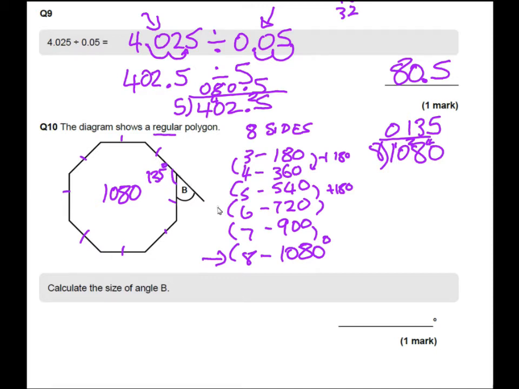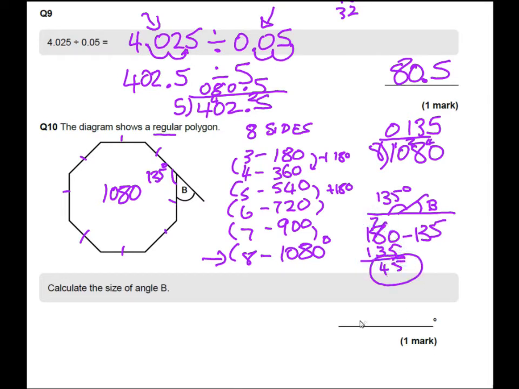Now if you notice, the angles are on a straight line. And we've just worked out that this angle is 135 degrees and B is here. So to find what B is, we subtract the 135 from 180. And we end up with 45 degrees as our angle for B. And that's worth 1 mark.